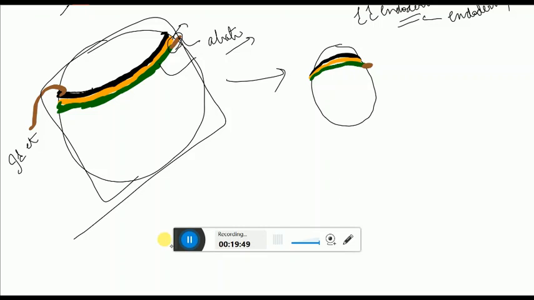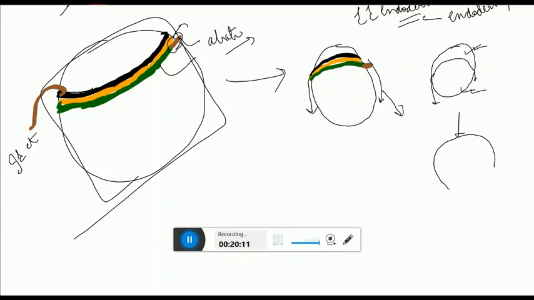Allantois is there. After that, these three layers will move downwards. That is, this was the trigeminal layer. These will move downwards. So what will happen? This cavity will increase and this cavity will decrease.